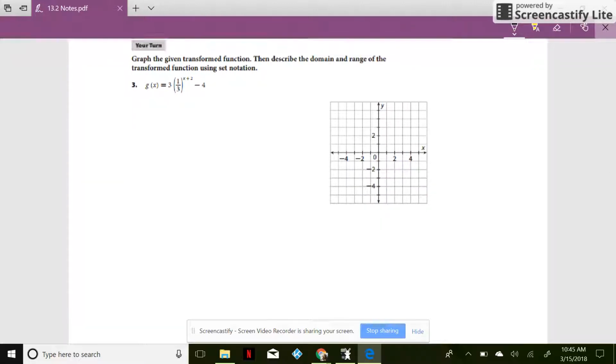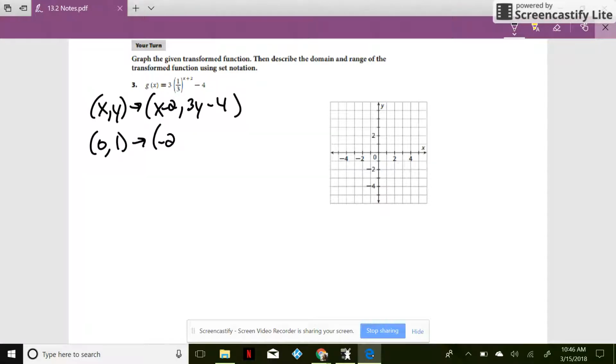All right, so looking at what we got here, we're going to see how our coordinates are going to change. So our x values will need to subtract 2, y values will multiply by 3, and then subtract 4. So coordinates are 0, 1. That's going to change to -2, -1. Our other coordinate is at -1, and then our denominator of our base. So -1, 3, and that's going to change to -3, 5.